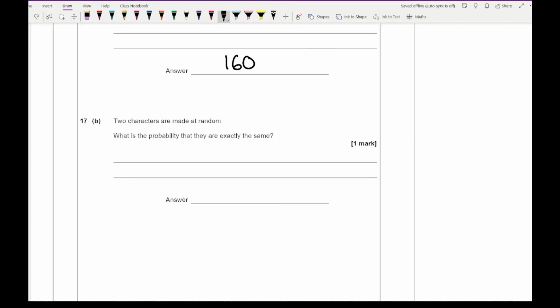Then moving on to question 17b, it says 2 characters are made at random. What is the probability that they are exactly the same? Well, if one person is chosen and makes their character, then the probability of the next person making exactly the same is going to be 1 over 160.